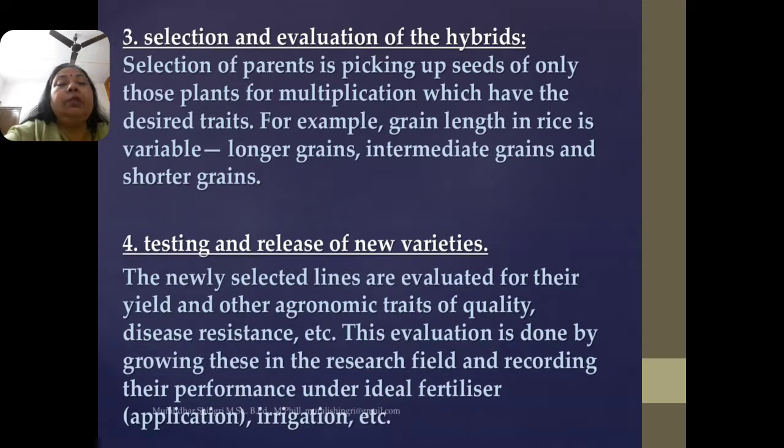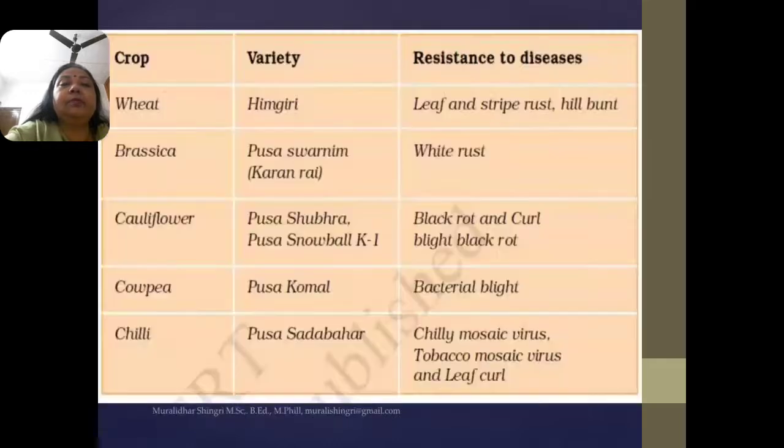The newly selected lines are evaluated for their yield and other agronomic traits of quality, such as disease resistance. This evaluation is done by growing these in the research field and recording their performance under ideal fertilizer application and irrigation.